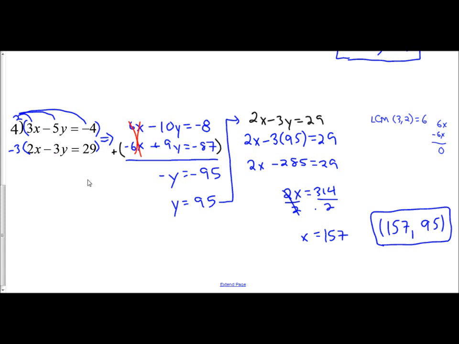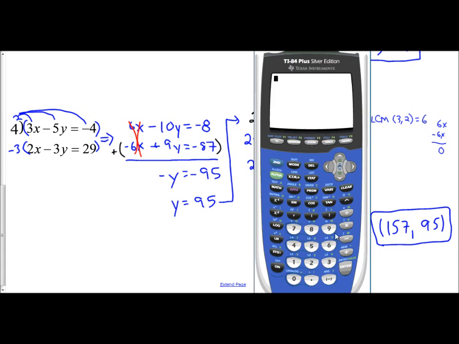Now, if you are taking a test that allows a calculator, you can quickly check your answer by using your calculator. Just type in the systems. Do 3 times your x value, which here is 157. Subtract your 5y, which y was 95. If I hit enter, I do get negative 4. But you have to check both equations. So 2 times 157 minus 3 times 95. And now if I get 29 for this, that means my answer is correct.